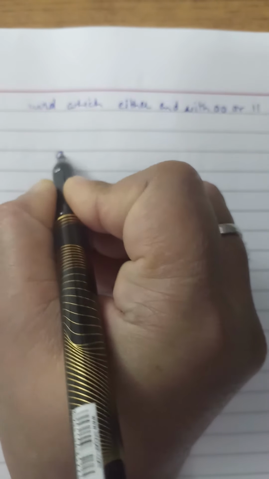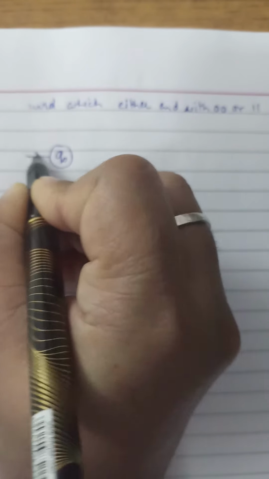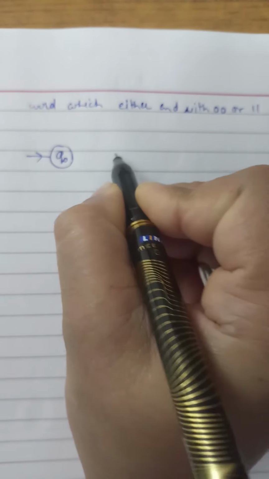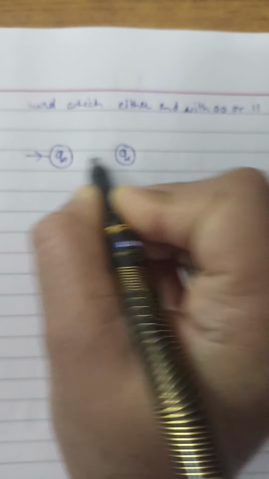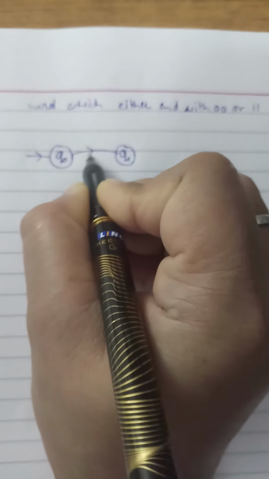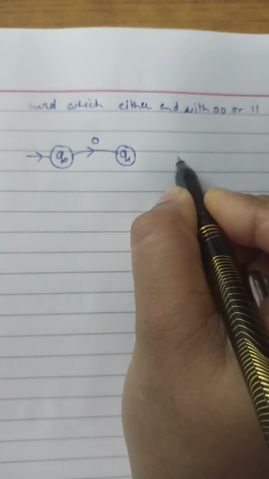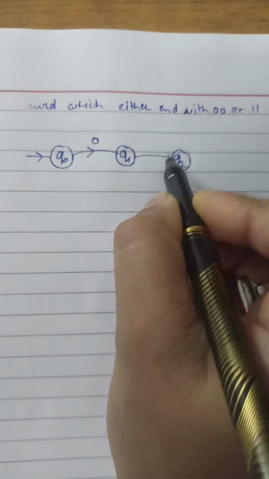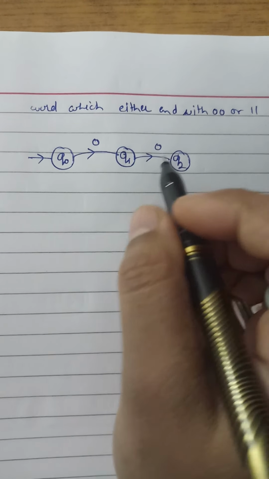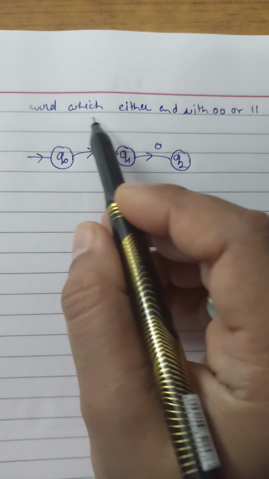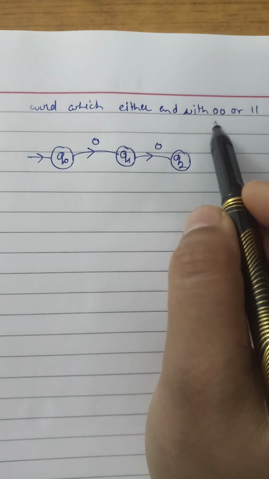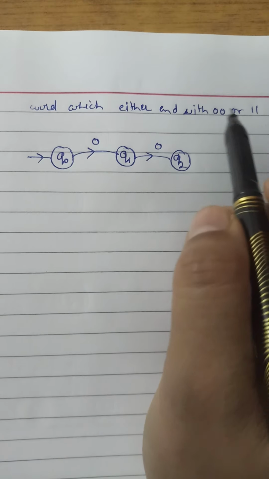Start with Q0 as an initial state, and Q0 to Q1 we give it a transition for 0, and Q1 to Q2 we make another transition for 0, because the word should either end with 00 or 11.